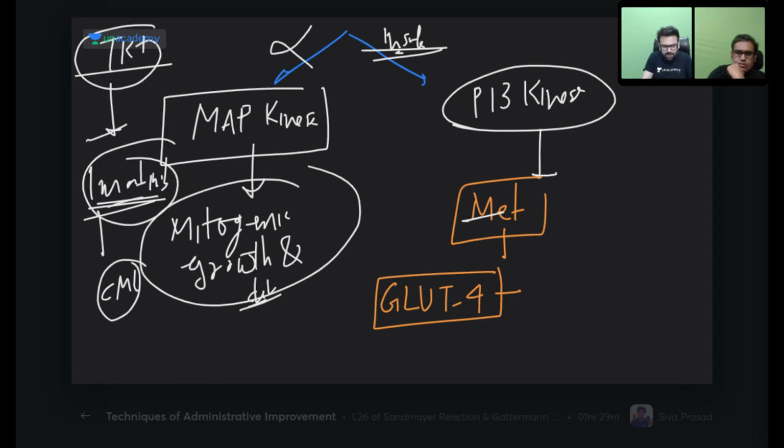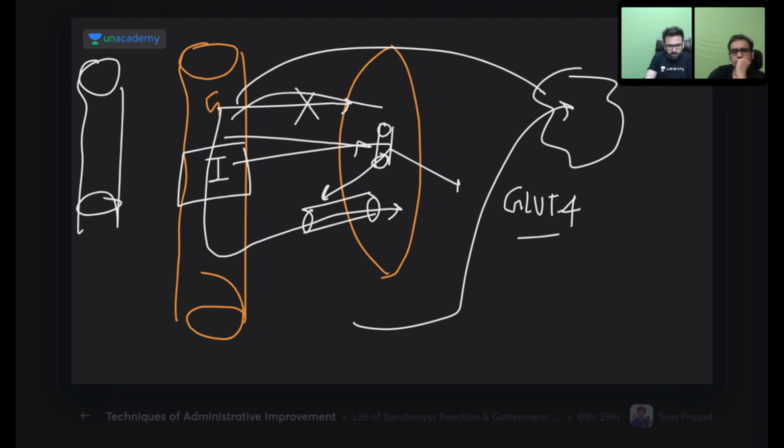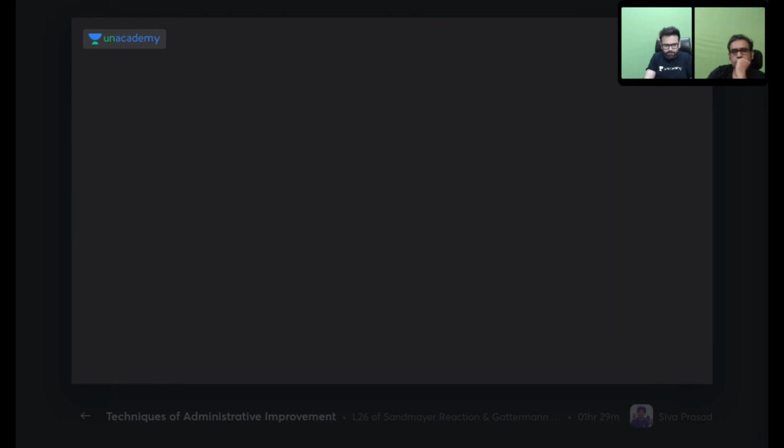So this is about insulin, how it is acting. Now regarding types of diabetes, there are so many types of diabetes. For example, if you remember, can you tell me what are the types of diabetes?